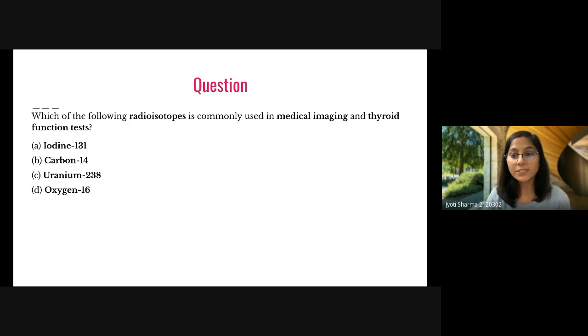Okay, so we have a question on application of radioisotopes. You have to tell me which of the following radioisotopes is commonly used in medical imaging and thyroid function test. So we have iodine 131, carbon 14, uranium 238, and oxygen 16. So what is the right answer for this? Which radioisotope is used for thyroid function test?